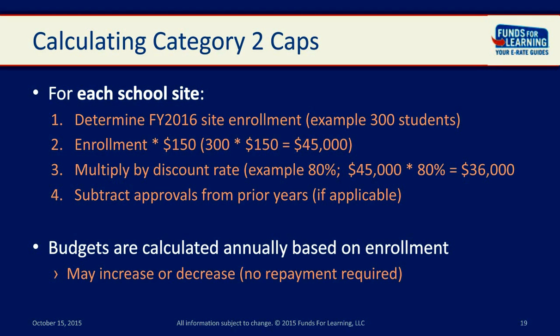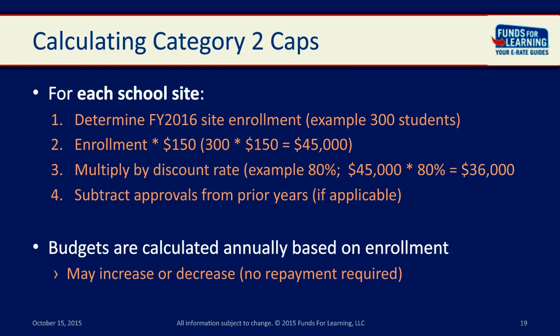Now, when I say it provides discounts, how much? Well, that depends on your discount rate. In this example, this particular school had an 80% discount rate, so that means that they can receive up to $36,000 in discounts or funding to support purchases that total that $45,000. Now, because we're moving into the second year of these Category 2 budgets, if you applied in the current year, in funding year 2015, in order to know what a site's budget is for the next year, you would need to subtract out any funding that may have been approved in the current year.